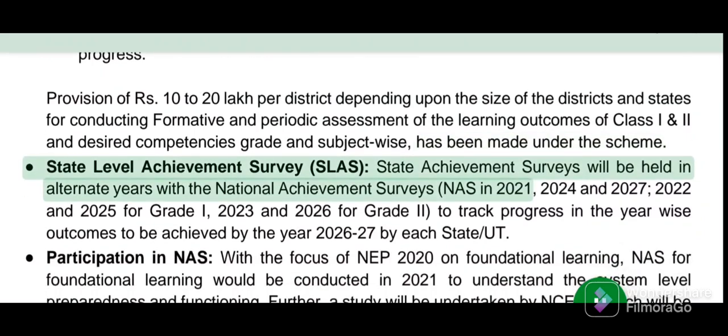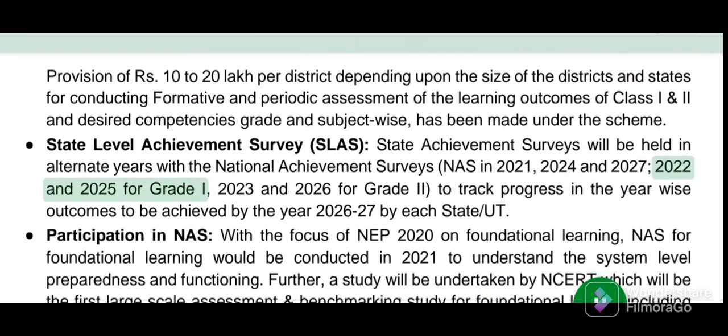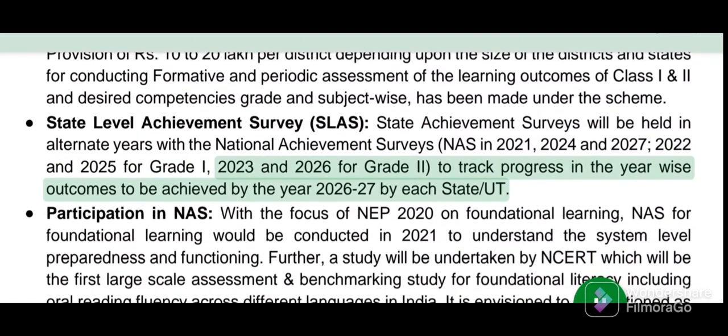State Level Achievement Survey (SLAS): State Achievement Surveys will be held in alternate years with the National Achievement Surveys (NAS) in 2021, 2024 and 2027. 2022 and 2025 for Grade 1, 2023 and 2026 for Grade 2, to track progress in the year-wise outcomes to be achieved by the year 2026-27 by each state/UT.